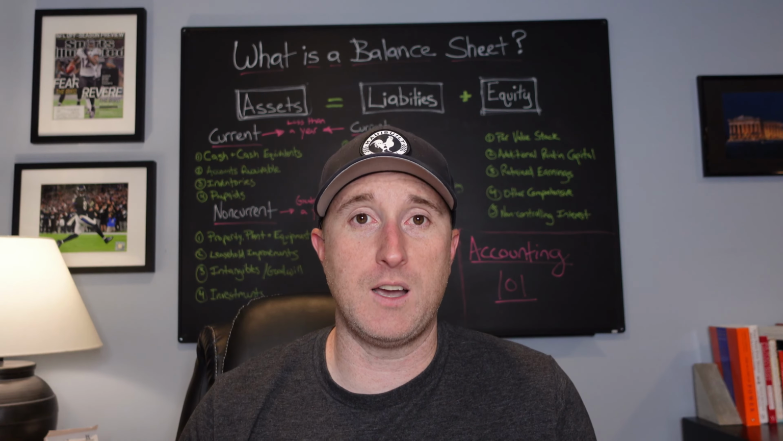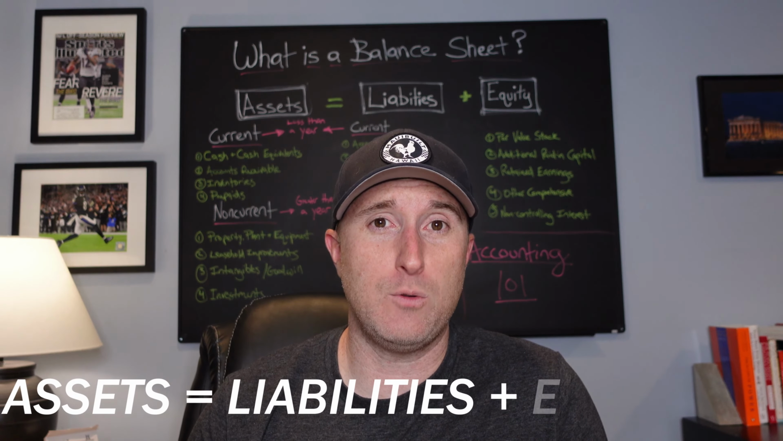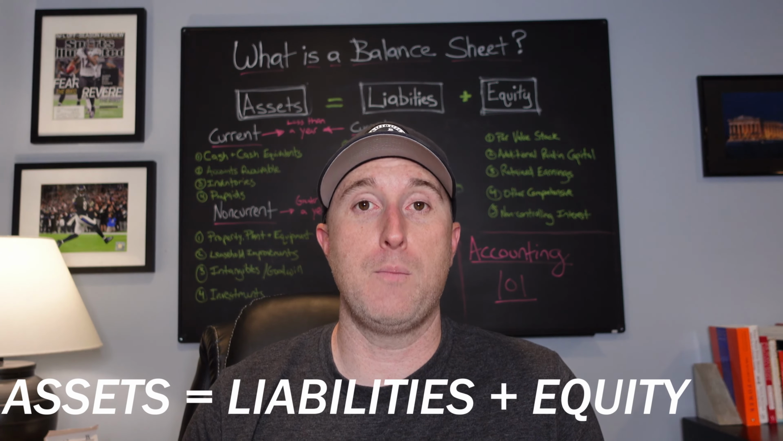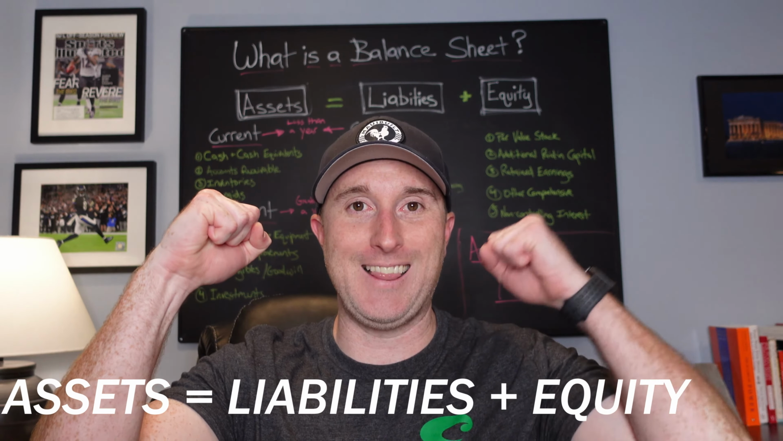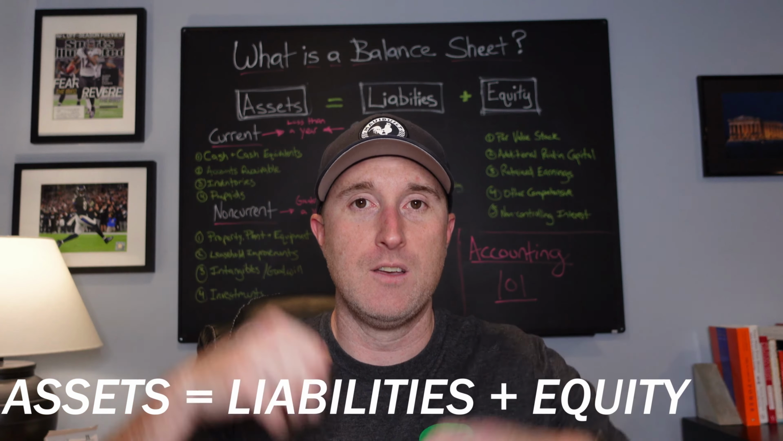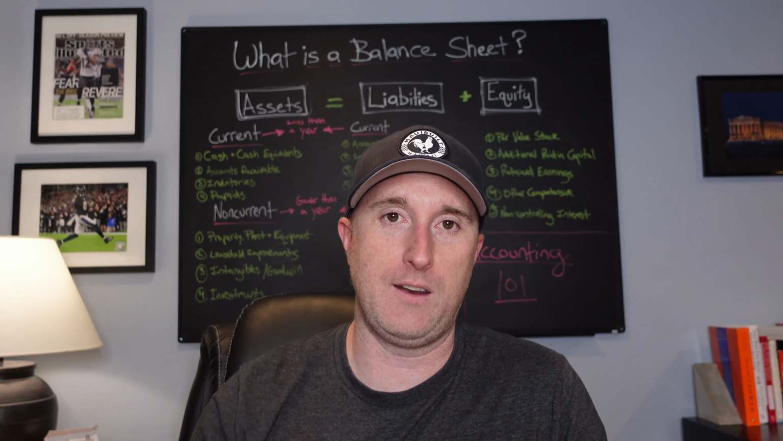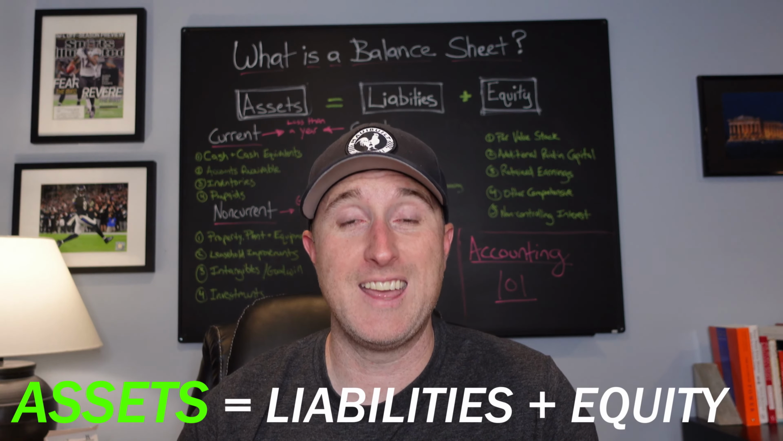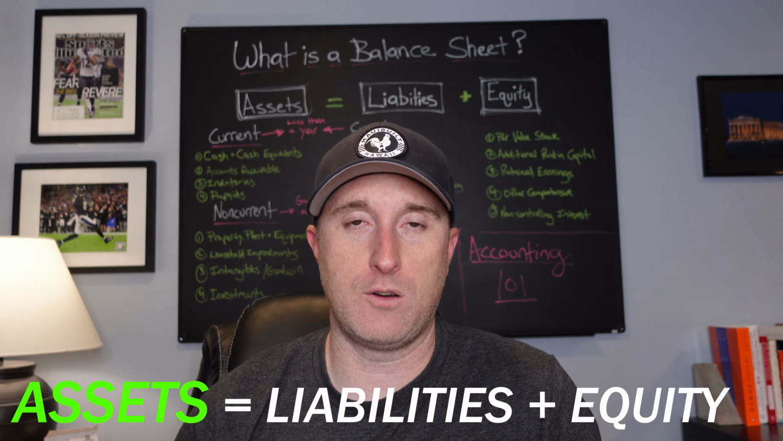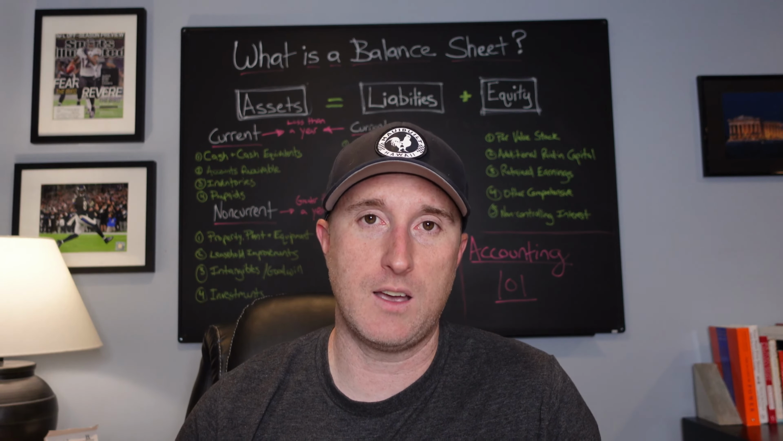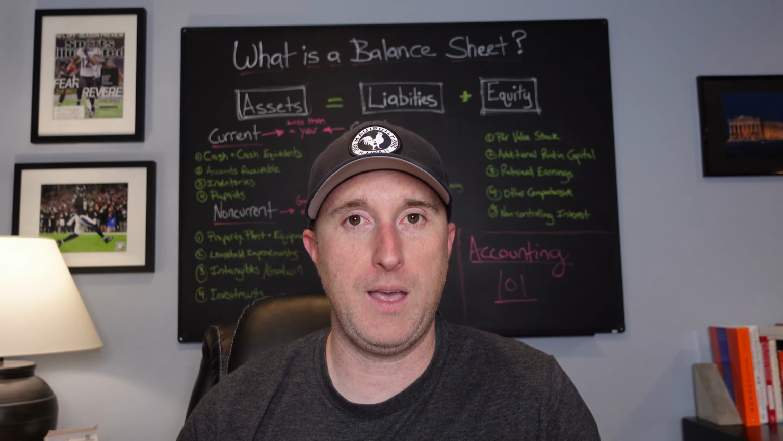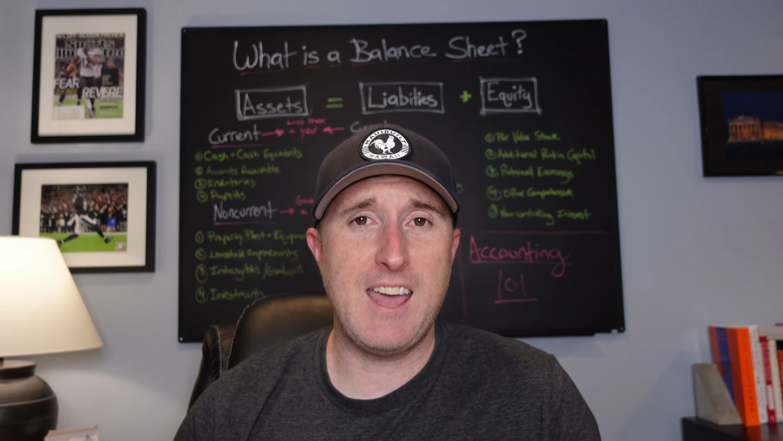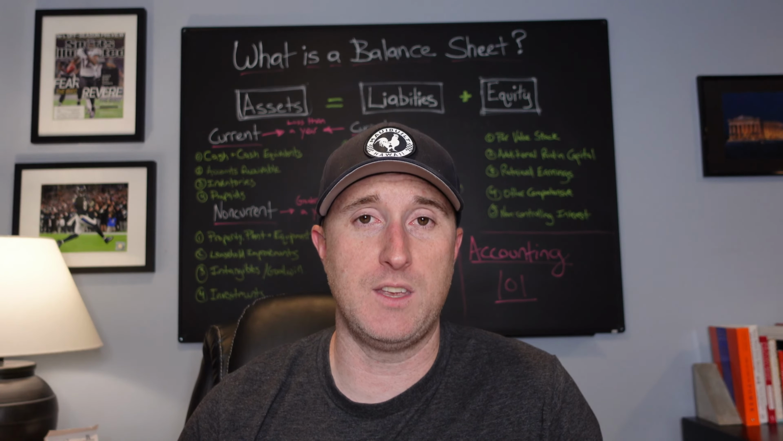So the first thing we want to cover is assets equals liabilities plus equity. That's the equation we want to remember with a balance sheet. Assets equals liabilities plus equity. So let's go another level deeper on that equation. Let's go to assets. Assets are going to get broken down into two separate categories, current and non-current. Current assets are going to include items like cash and cash equivalents, accounts receivable, inventory, prepaids, short-term investments, trade receivables, anything that's typically going to be converted into cash within a year.